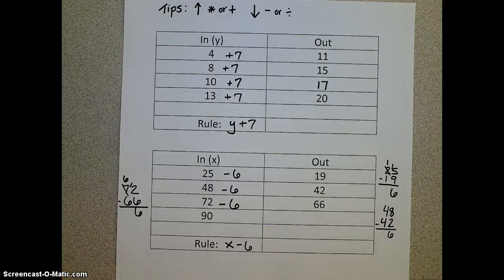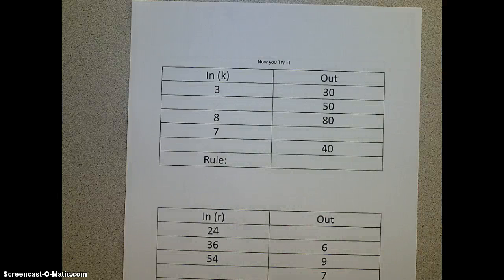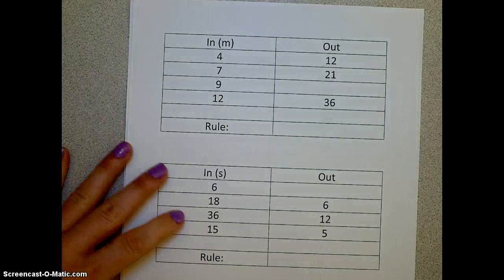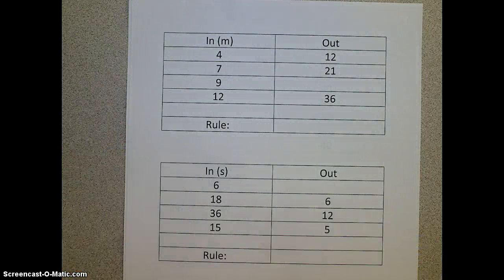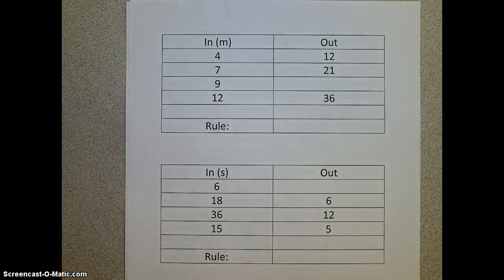Okay, so now we're going to move on to 2 more in and out tables. I'm going to change this. All right. So these are my next in and out tables. So far we've seen addition and subtraction. So you probably know we're going to have some multiplication and division so we can see all 4 functions.